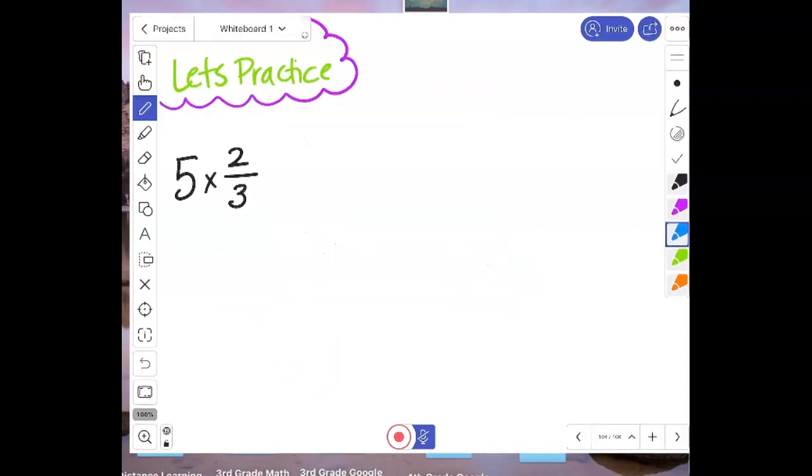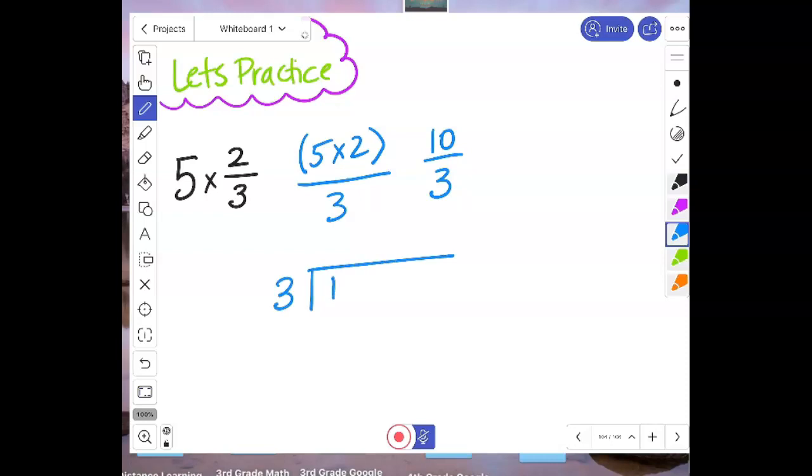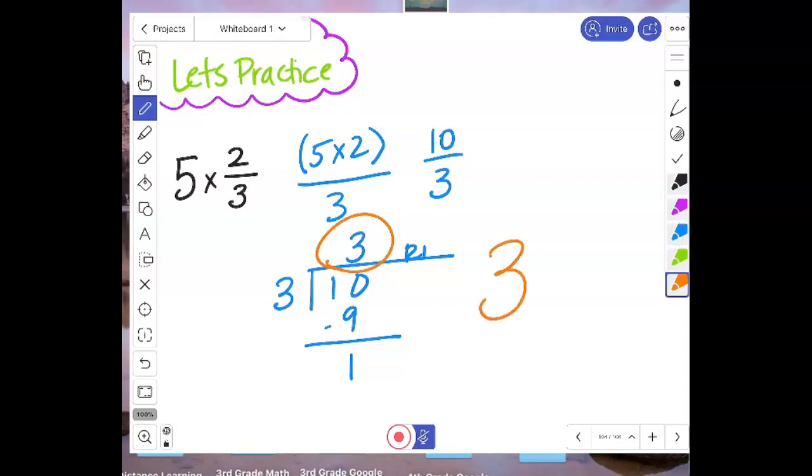Let's do another one together. So I know that this is going to be 5 times 2 over 3. That's 10/3. So I'm going to divide. How many times does 3 go into 10? I think 3 times. So I have a remainder of 1. Here we go. 3 becomes my whole number. 1 becomes my numerator. And then my divisor is my denominator. So my answer is 3 1/3. They're the same thing.